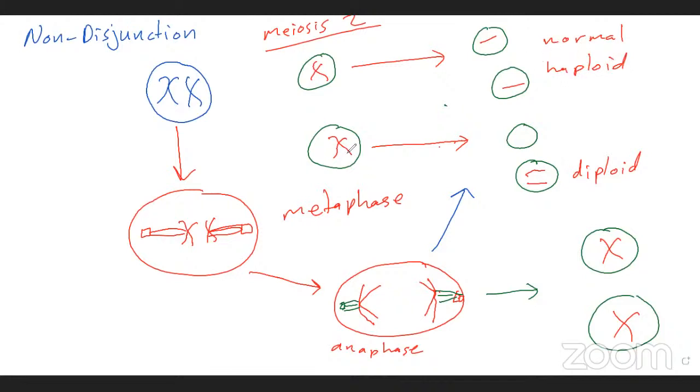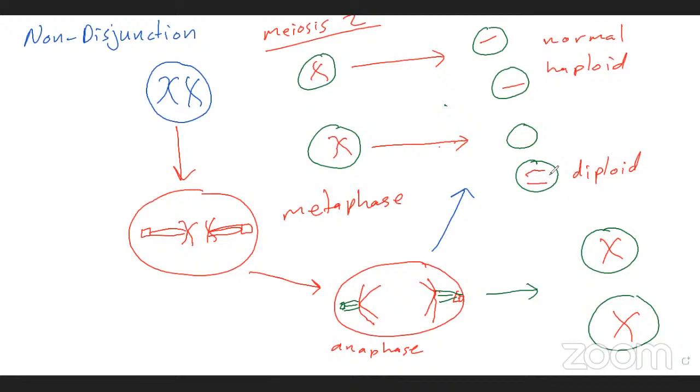But if this non-disjunction occurred, meaning that these 2 chromatids did not separate, then it will lead to trisomy again, where this cell, if it fuses with a haploid cell, will have 3 chromosomes. All right? That is how you get trisomy, chromosome 21. That is why they call it trisomy 21. All right? So that's Down syndrome.